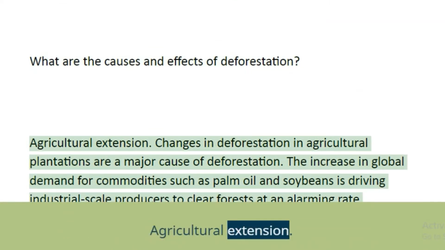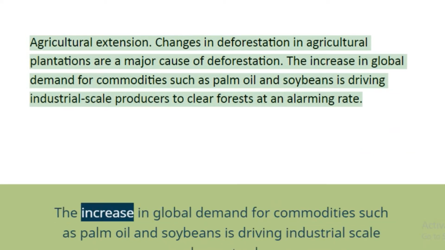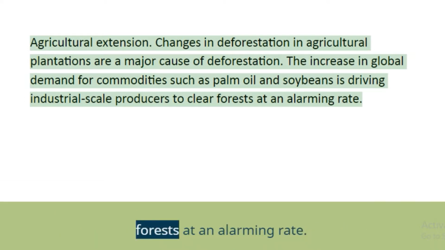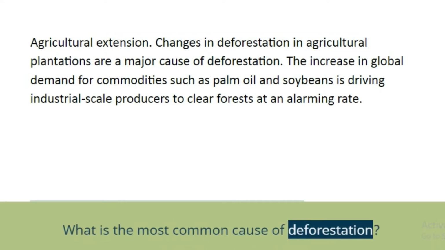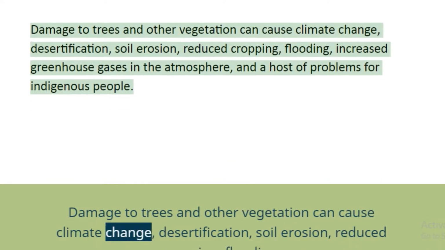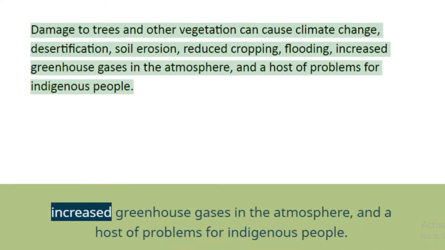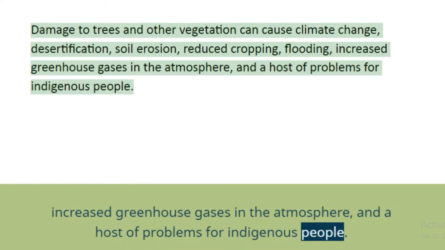Agricultural extension. Changes in deforestation and agricultural plantations are a major cause of deforestation. The increase in global demand for commodities such as palm oil and soybeans is driving industrial-scale producers to clear forests at an alarming rate. What is the most common cause of deforestation? Damage to trees and other vegetation can cause climate change, desertification, soil erosion, reduced cropping, flooding, increased greenhouse gases in the atmosphere, and a host of problems for indigenous people.